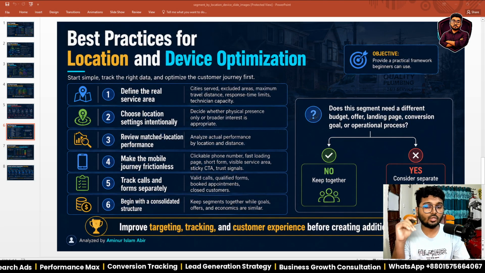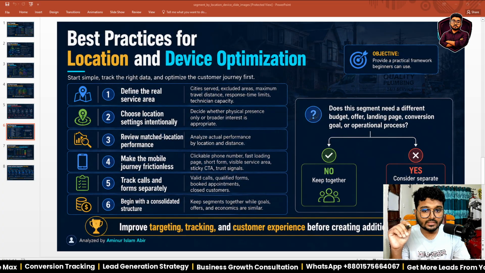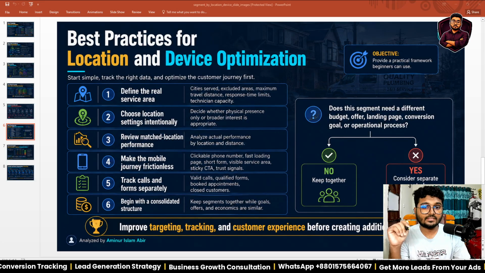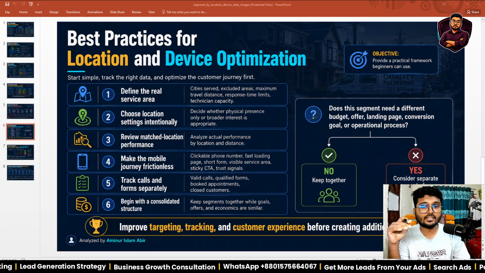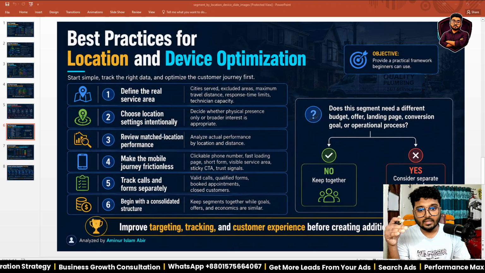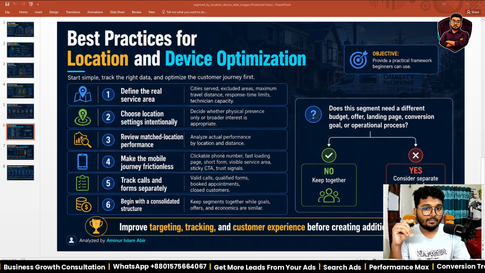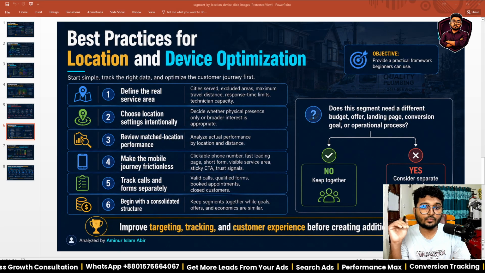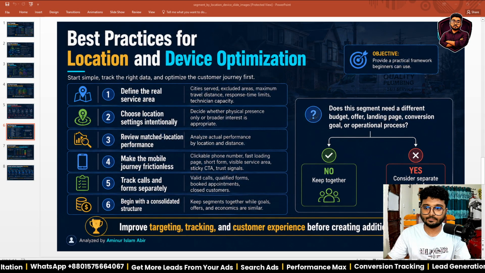If the answer is no, keep it together and continue analyzing. If the answer is yes, consider giving it independent campaign control. Optimize the targeting, tracking, customer experience, and expert operation. Before adding more campaigns, you should try all of these that I described. So campaign separation should solve a proven control problem, not simply reflect the same strategy.